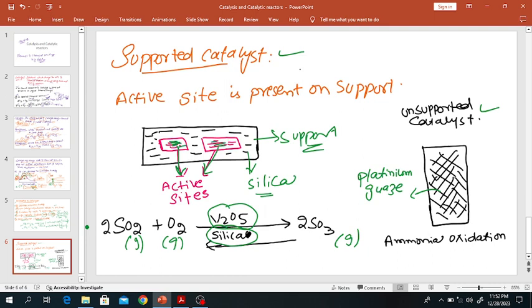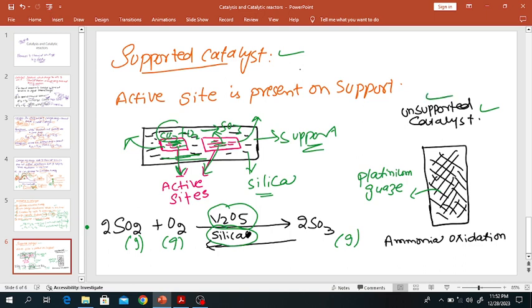So usually the reaction takes place on these active sites. Here the sulfur dioxide reacts with oxygen and it gives us sulfur trioxide on this active site. So here this is the support and this is the active site. The reaction takes place on this active site. This is the supported catalyst.